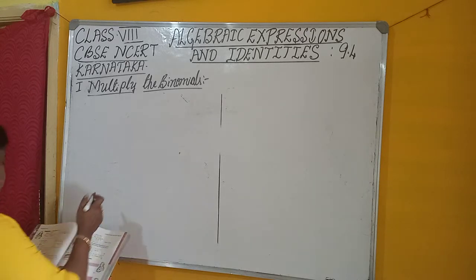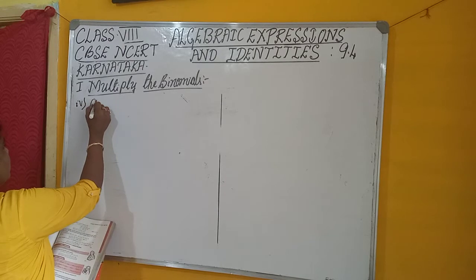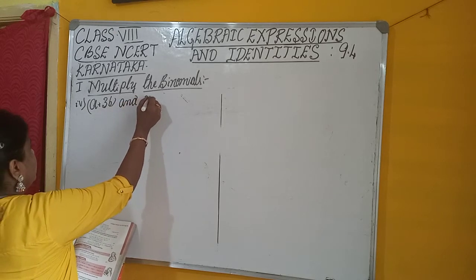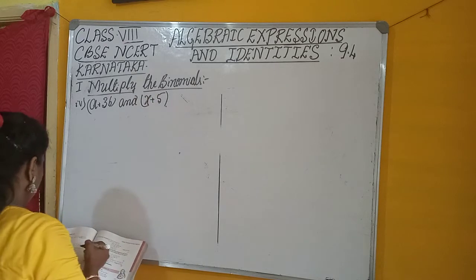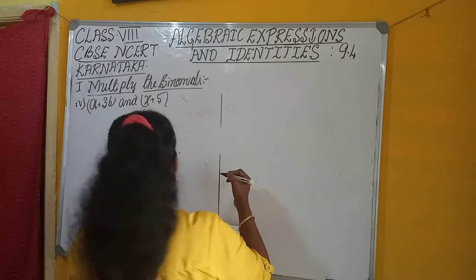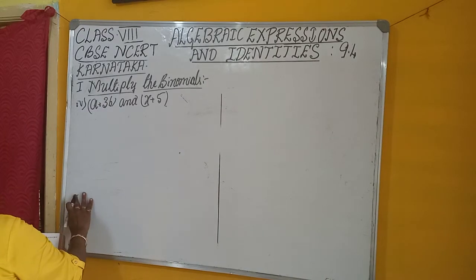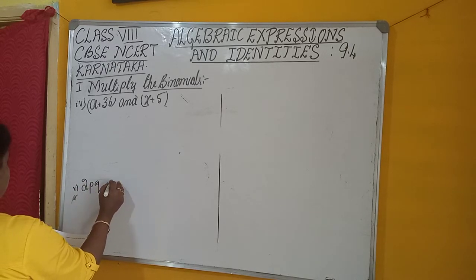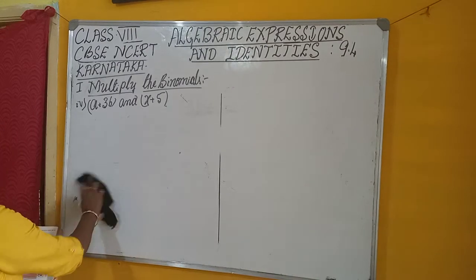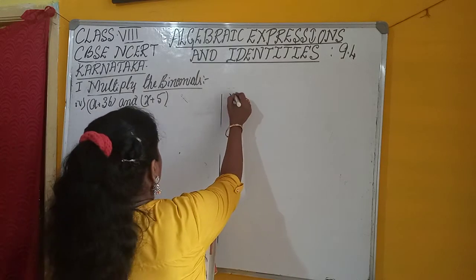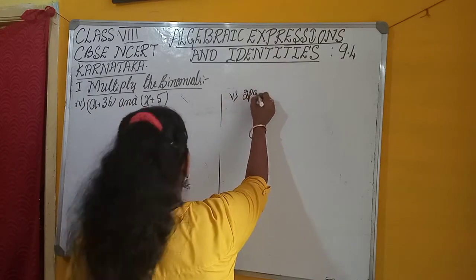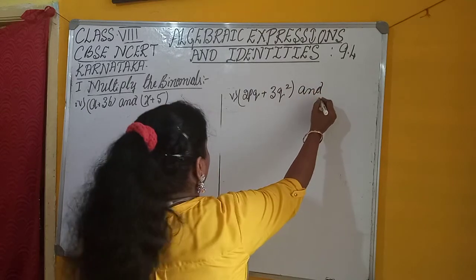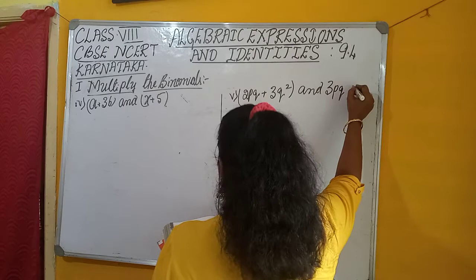(a plus 3b) and (x plus 5), the fourth one. (a plus 3b) into (x plus 5). Okay, and next is 2pq. The fifth one is (2pq plus 3q square) and (3pq minus 2q square).